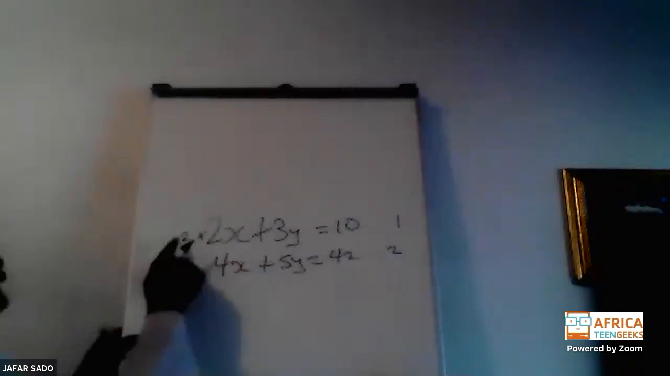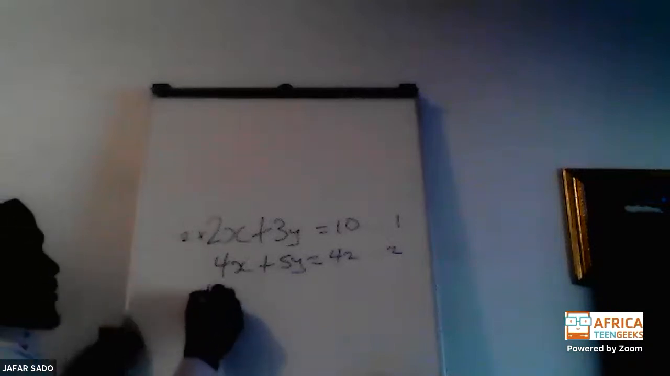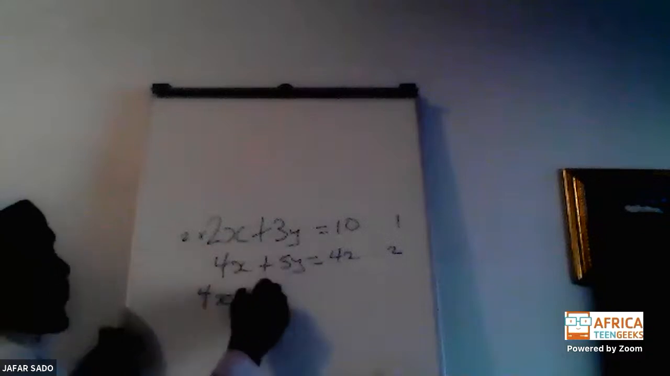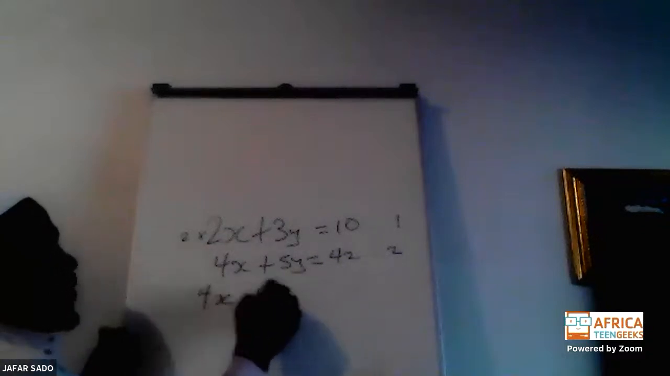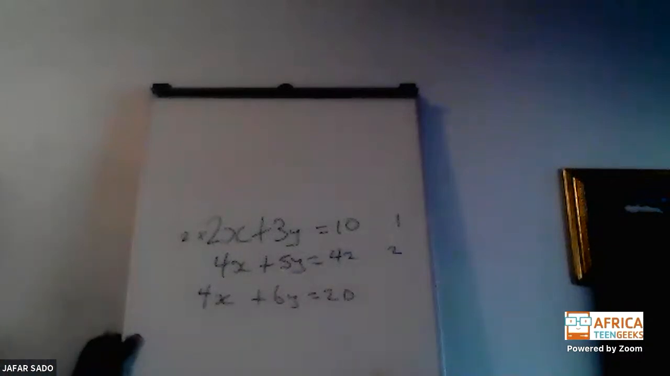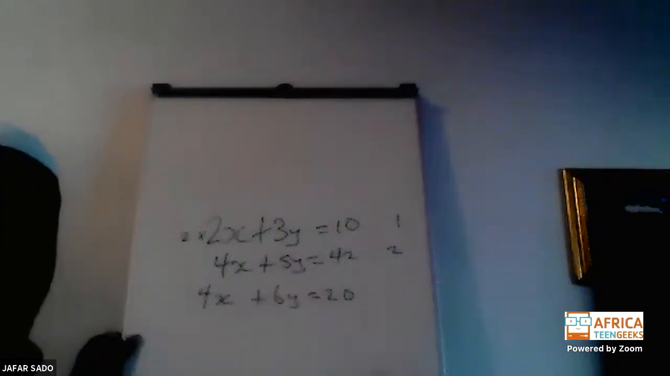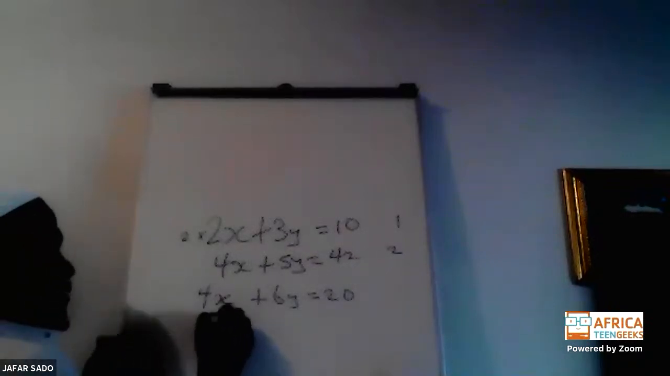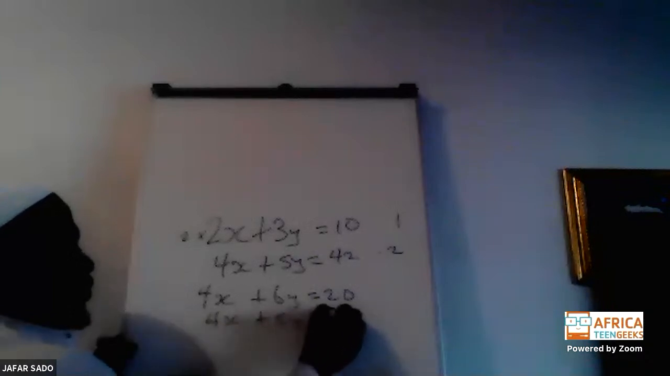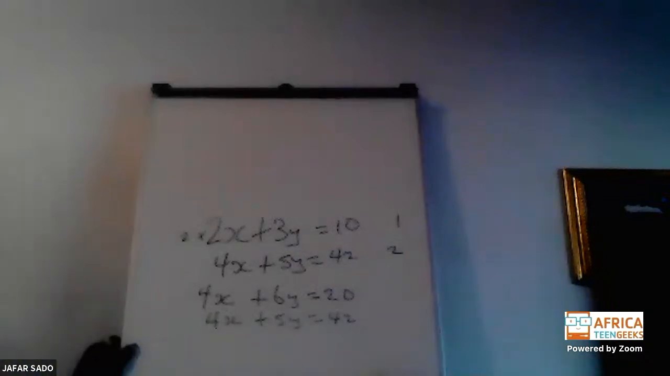So 2 times 2x gives you 4x. Then 2 times 3y gives you plus 6y. 2 times 10 gives you 20. All right. Are you following, guys? And then we're going to have 4x plus 5y equals 42.